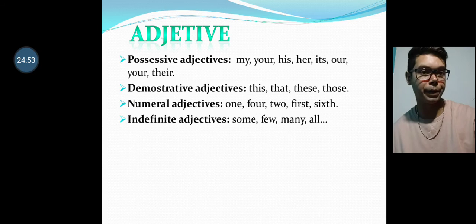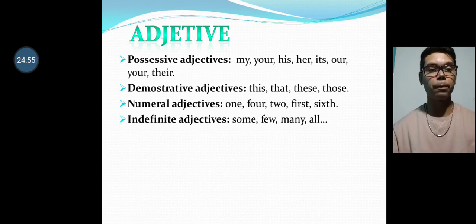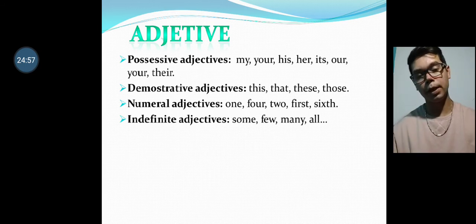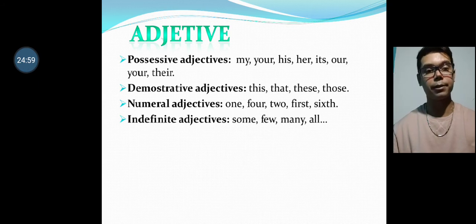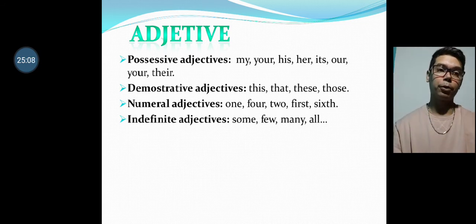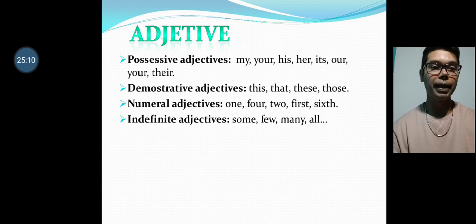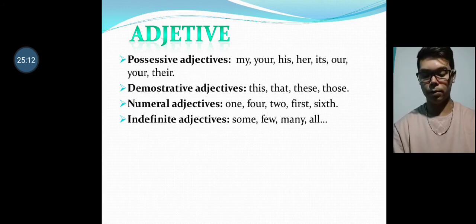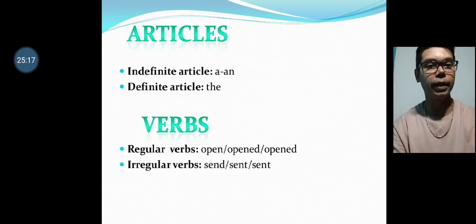We have the numeral adjectives like one, two, first, or second. And we have the indefinite adjectives like some, few, many, or all. Okay, tenemos los adjetivos en las distintas formas en las que estos se pueden presentar y por consiguiente analizar. Okay, entonces será nuestro trabajo identificar e indicar qué tipo de adjetivos se nos presenta en el ejercicio.